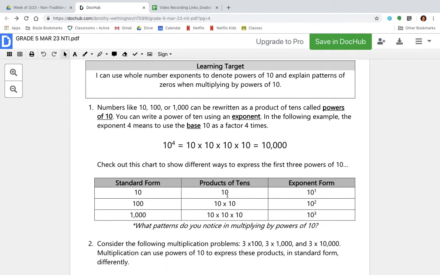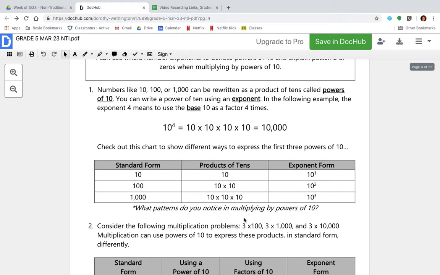10, 10, and 10 to the first power. 100, 10 times 10, 10 to the second power. 1000, 10 times 10 times 10 is 10 to the third power. What patterns do you notice in multiplying by powers of 10?